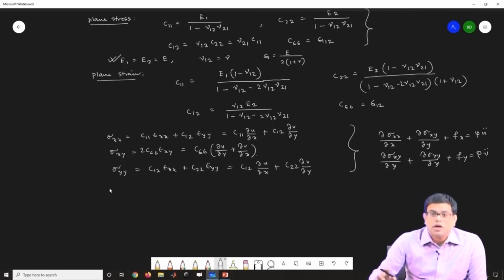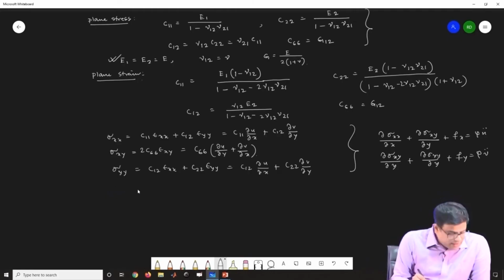So this is a first order equation. If you substitute the constitutive equation, this will lead to a second order equation in terms of displacement, because strains are the first order derivative of the displacement. So if you substitute it, this will become a second order equation. Now for this second order equation, if you want to do the weak form, we know how to do it for the one dimensional case, right?